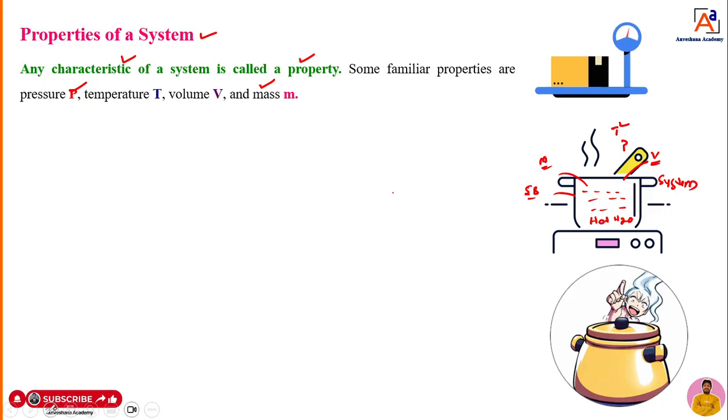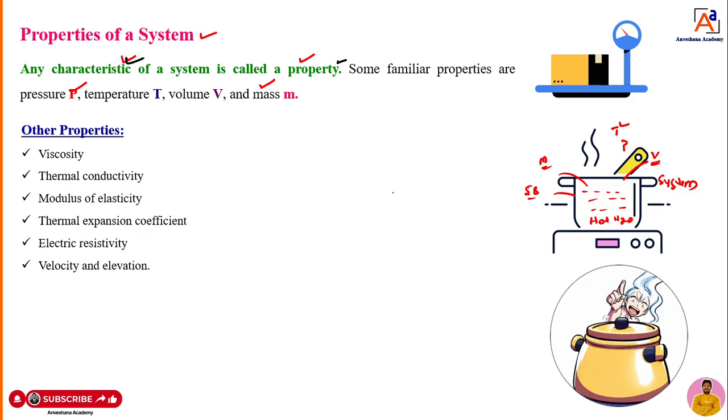When you are going to consider a system, that system is going to have different characteristics. Those different characteristics we can call the properties of a system. So what is a property of a system? Any characteristic of a system is called a property. Okay, fine. Hope you understood what a property is. Now I will move to the next.